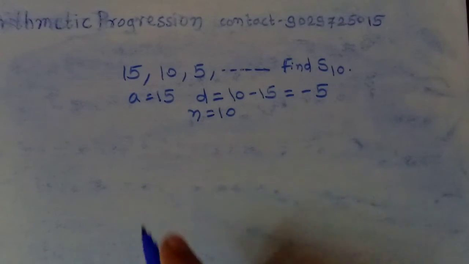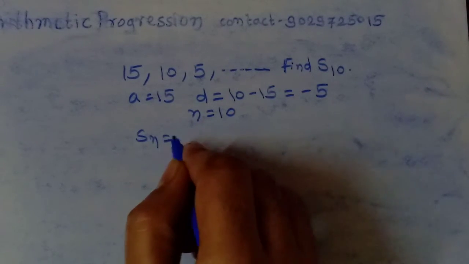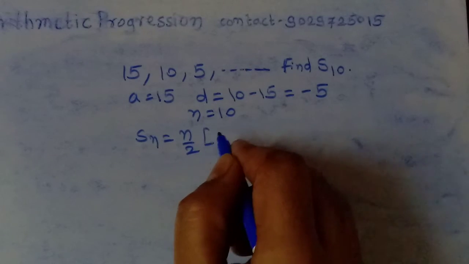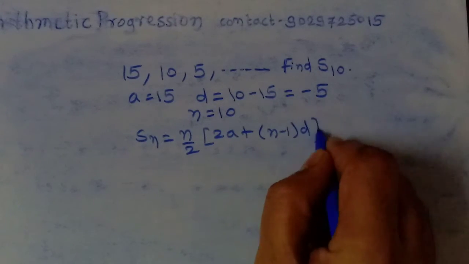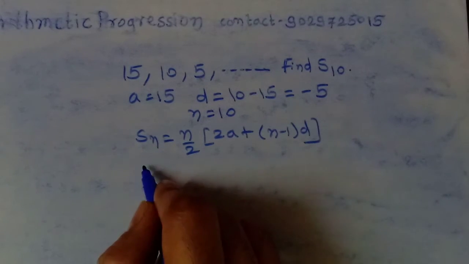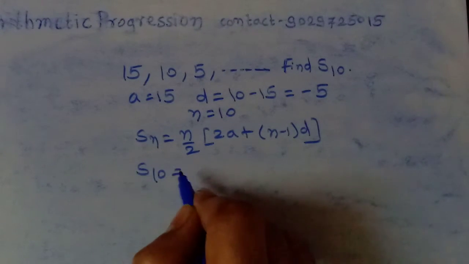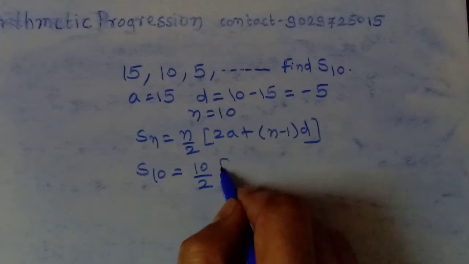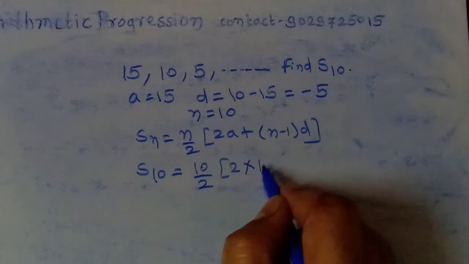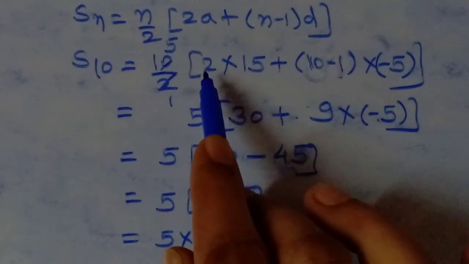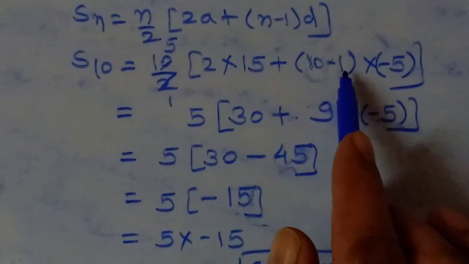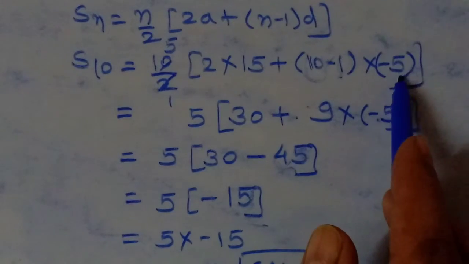10. Our formula is Sn is equal to n by 2 times (2a plus (n minus 1) multiplied by d), and S10 is equal to 10 upon 2. Okay, 2 into a means 2 into 15, plus (n minus 1), that is 10 minus 1, into minus 5.